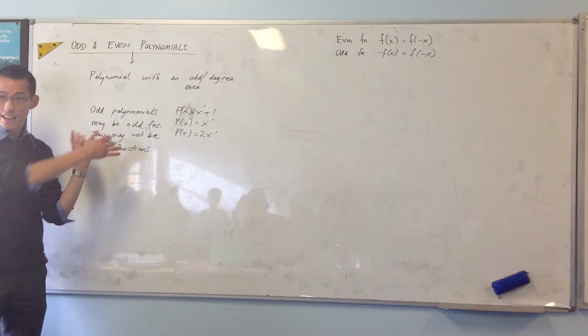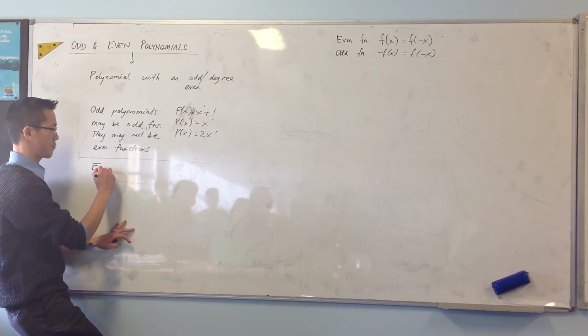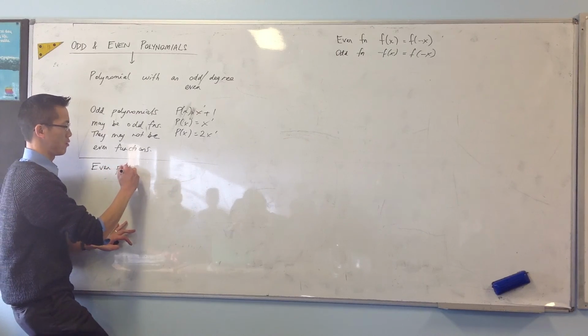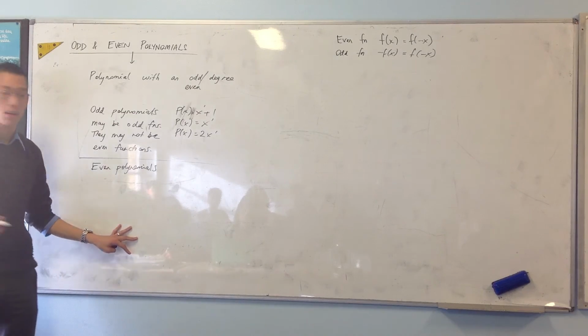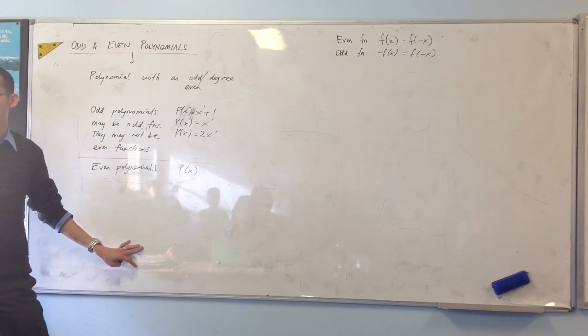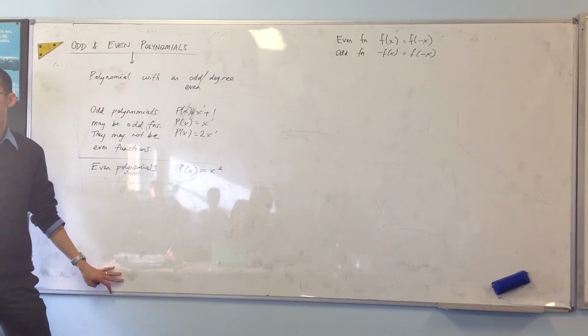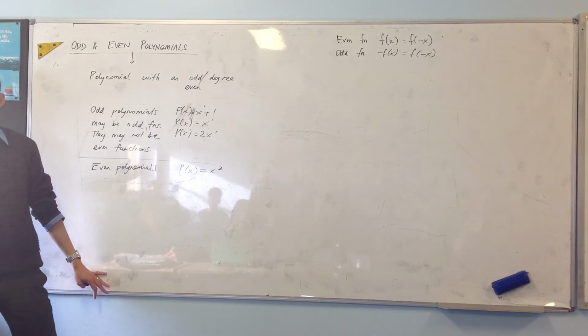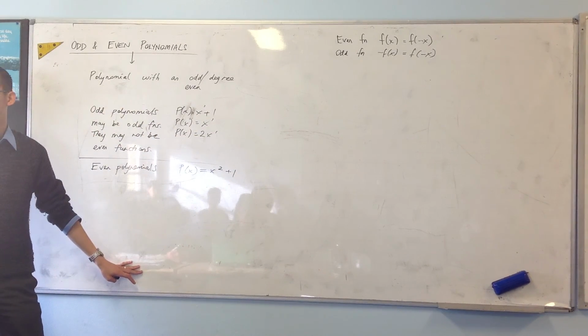Now, taking this idea and thinking about even polynomials, you can see where this is going, right? Let's think of some. The classic even function that you first learn about is x squared. That's even. But x squared plus 1 is not even. Sorry, take that back. X squared plus 1 is even.